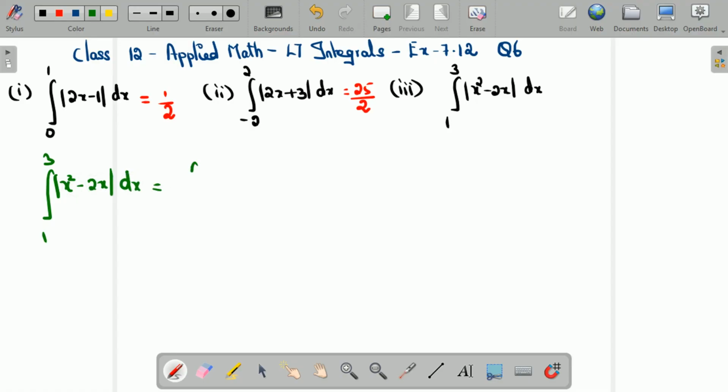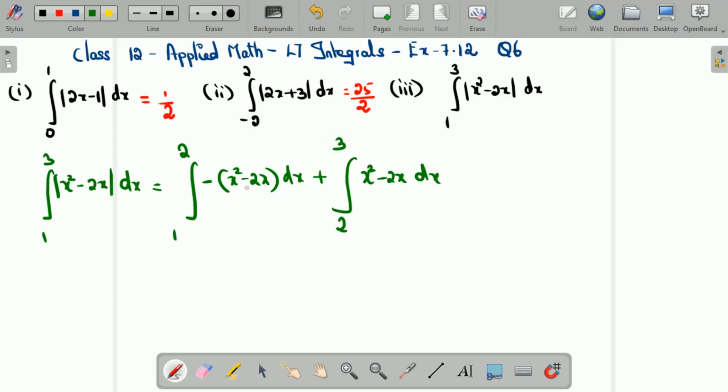See, this integration can be broken as 1 to 2. This function will behave as minus of x squared minus 2x, because for any value less than 2, this function has to make a minus operator. Now between 2 and 3, this function will behave in the positive manner, so it is just x squared minus 2x dx. The limit is going to be 2 to 3.